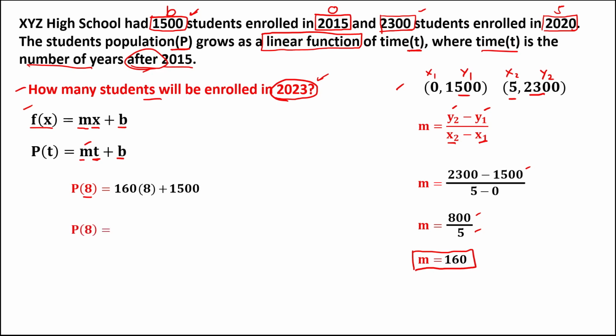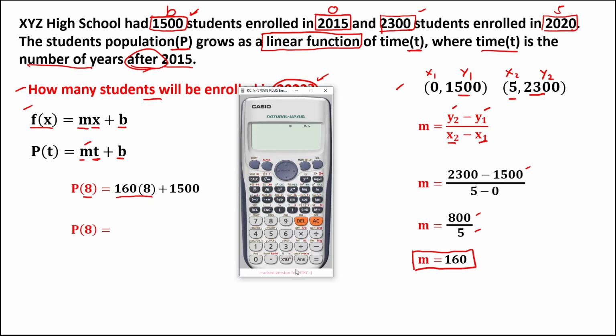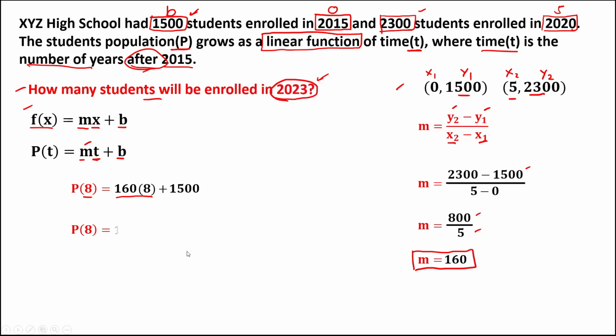Then to simplify, to find the number of students enrolled in 2023, 160 times 8 equals 1,280, then plus 1,500. So therefore, the number of students enrolled in 2023 is equal to 2,780.